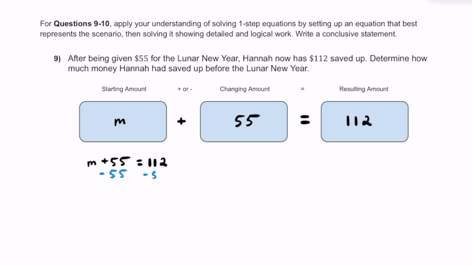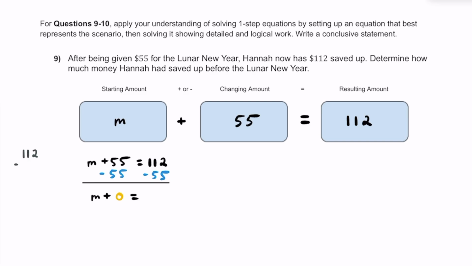So what if we went back in time and she wasn't given the $55? Then we can figure out what she had before. All right, so 55 and negative 55 are going to cancel each other out. So we're going to say m plus nothing. What if she had no money given for Lunar New Year is equal to, and what's 112 minus 55? So this is what you would do for maybe some scratch work on the side.